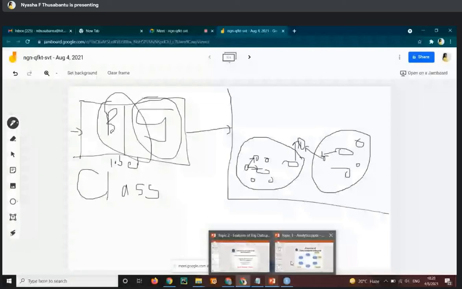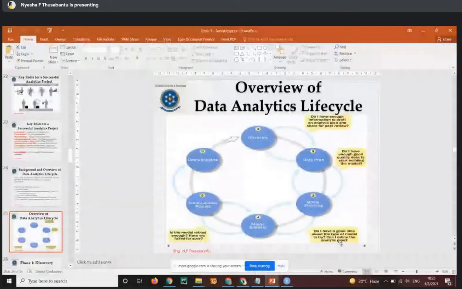Can I refine the analytics plan? And then from there, you then go towards the model building stage. And then on the model building stage, I now say, okay.